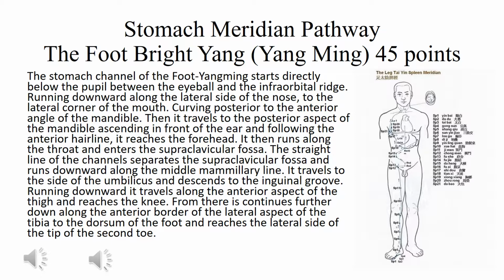The main branch, which we just went over. Branch 2 is internal, DU14 to stomach 12 to stomach 30, crosses REN 13, REN 12, also SI channel, enters stomach and spleen. Branch 3 is from the organ's stomach itself to stomach 30. Branch 4 is the tibial branch, stomach 36 to the lateral side of the third toe. And branch 5 is stomach 42 to spleen 1.